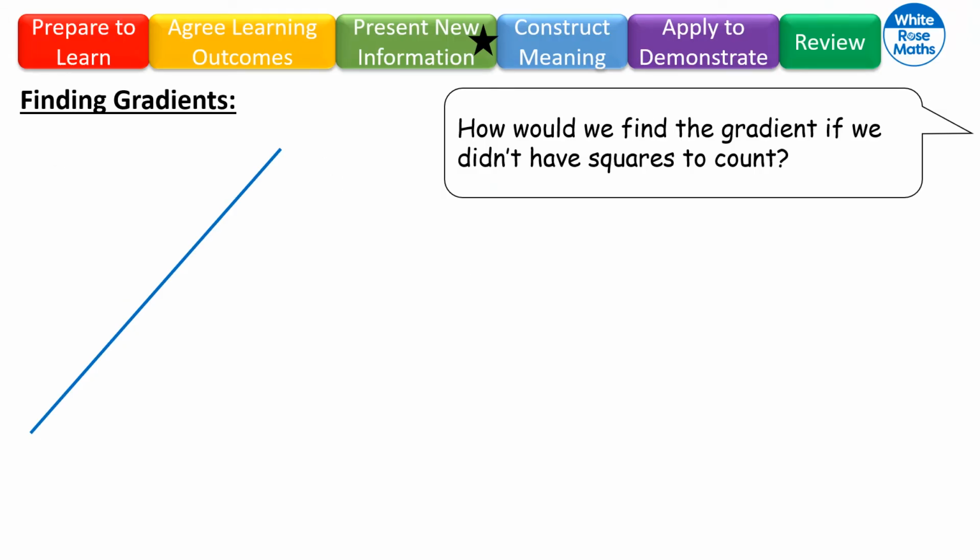So we're now going to move on to how to find gradients of lines that don't have any squares to count, so it's not on an axis. So I've just got a line and I'm going to give us 2 coordinates. Okay, so now we're going to find the gradient of a line between 2 coordinates without counting squares. I'm going to show you a method on what to do.